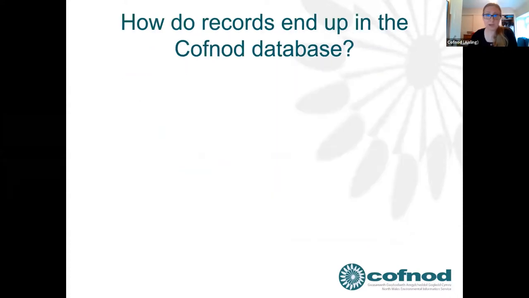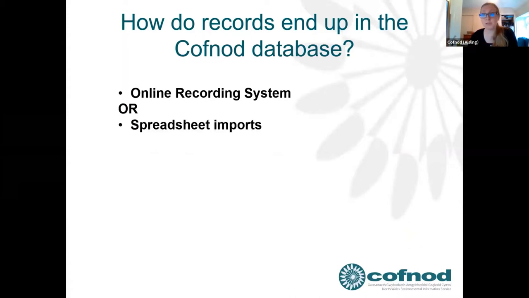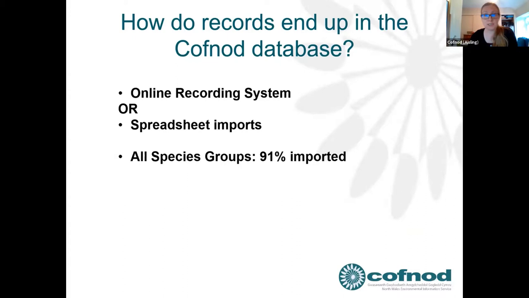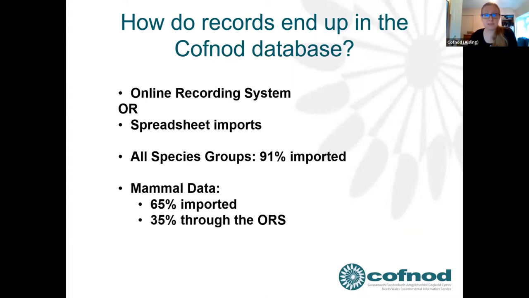Moving on to how records end up in the Cofnod database. There are two ways. There's the online recording system, which I know many of you already use, or we can import data from spreadsheets. So if you have data in a spreadsheet format, it's certainly not worth putting it all in individually onto the online recording system or ORS. You can always email us the spreadsheet. So when we look at the database as a whole, most of the data we hold has been imported from spreadsheets. However, with mammal data, that drops to about 65%, which means that over a third of the mammal records we hold have been put on through the online recording system. So that's interesting.